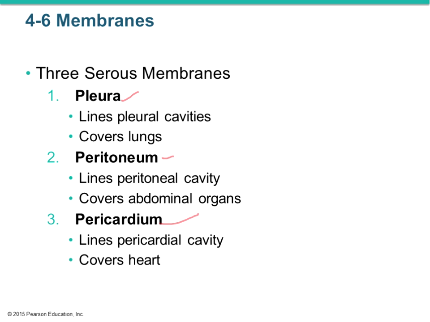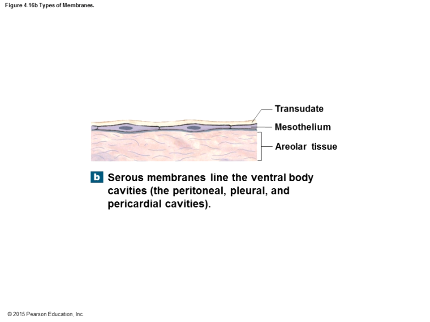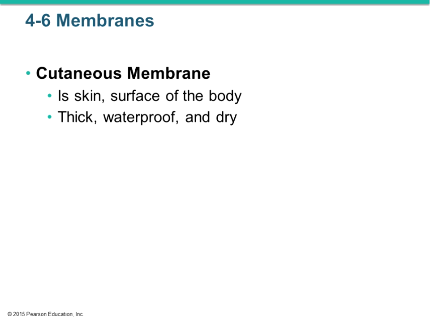Serous membranes have a lining that covers the cavity, but also covers the organ. Like, for instance, pericardium. We have a lining covering the pericardial cavity, but also a separate lining covering the heart. And here's what that looks like. You have a simple squamous epithelium attached to areolar connective tissue, and these serous membranes are going to line all of these different ventral body cavities.